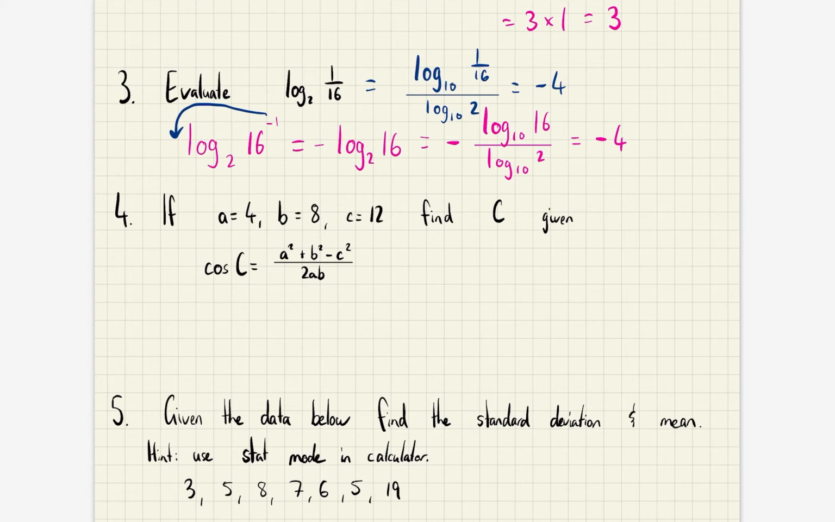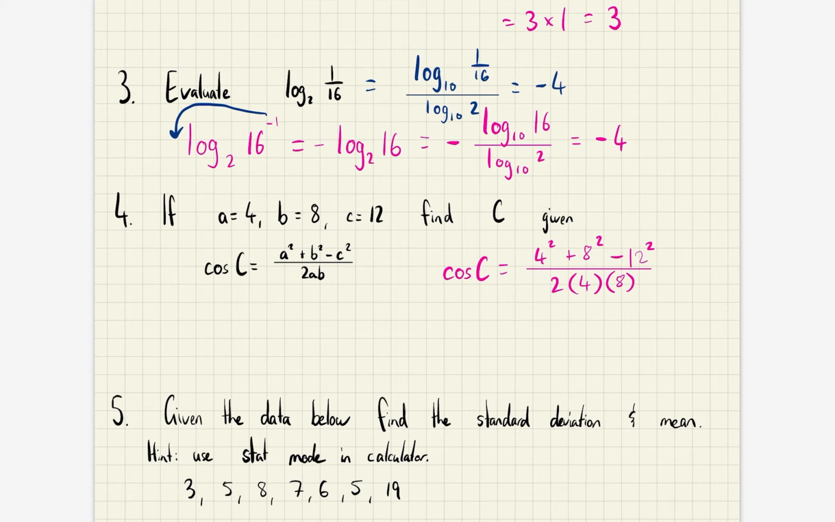So you'll see we've got, if A is equal to 4, B is equal to 8, C is equal to 12, find big C, given that cos C is equal to (A squared plus B squared minus C squared) all over 2AB. So this is a straight substitution, but then there's one extra step involved. With the substitution, we can say that cos C, because we don't know what cos C is, is (4 squared plus 8 squared minus 12 squared) all over 2 lots of 4 times 8.